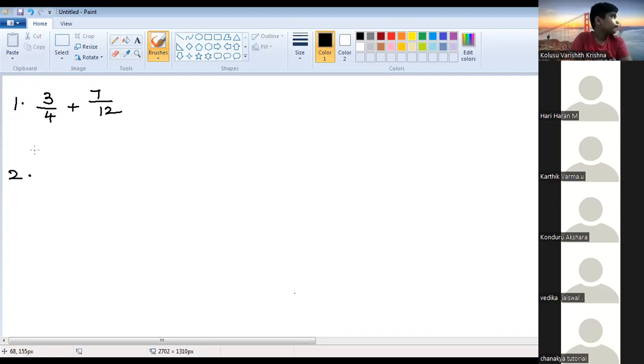Advika, what is the answer? How are you supposed to add these two fractions? A few students are new to the class, children, that's why I'm repeating. Be with me for some time, then we will go with the multiplication. 3 by 4 and 7 by 12, these two are what type of fractions? What should we do? Is it like or unlike fractions? Unlike, ma'am.